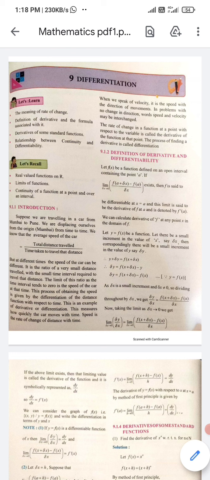Tan means sin over cos. So it is [sin(x+h)/cos(x+h) - sin x/cos x] / h. Cross multiplying, [sin(x+h) cos x - cos(x+h) sin x] divided by cos(x+h) cos x, divided by h. So limit h tends to 0 of sin h upon h times 1 over cos(x+h) cos x.